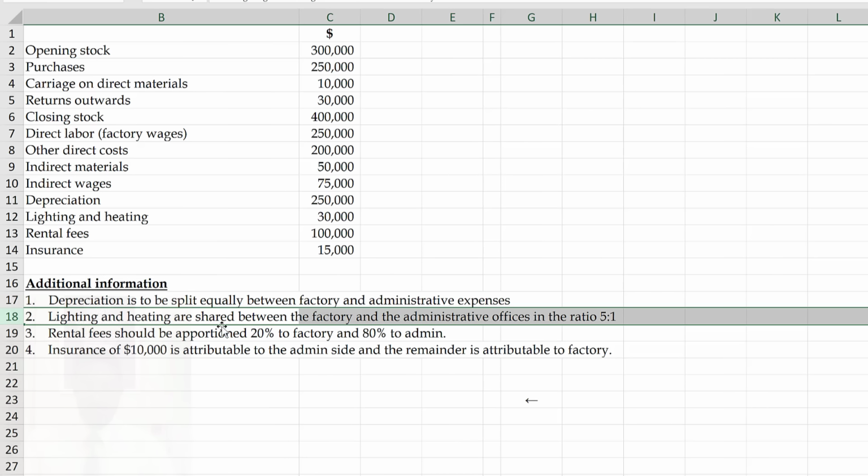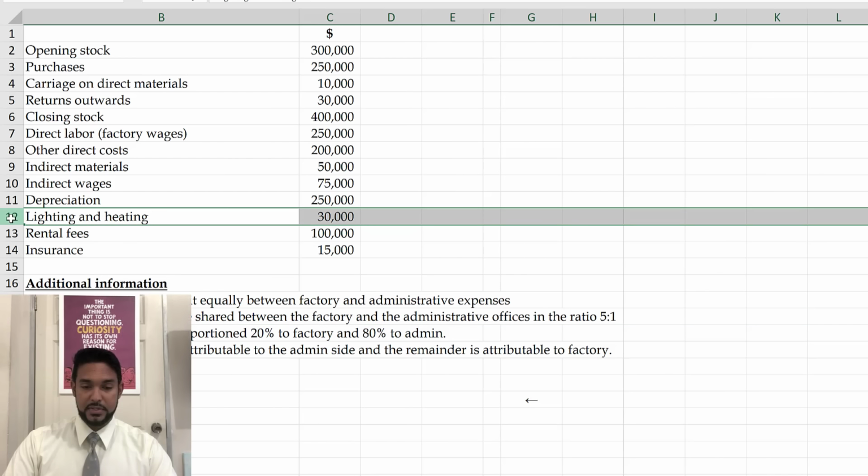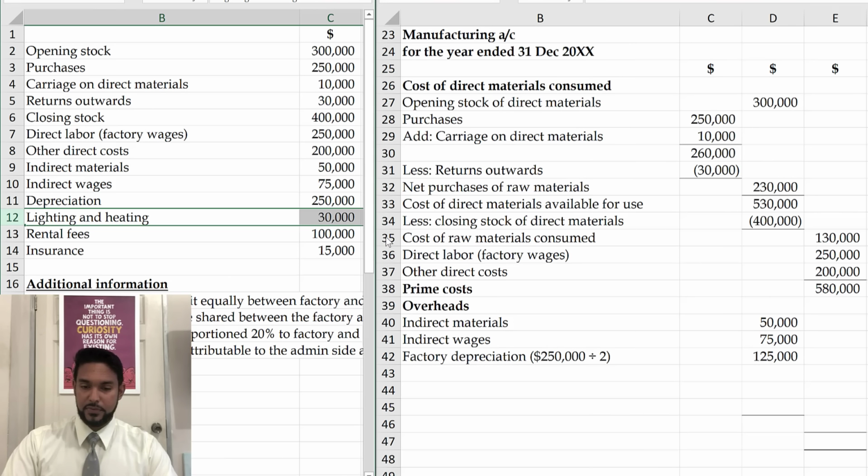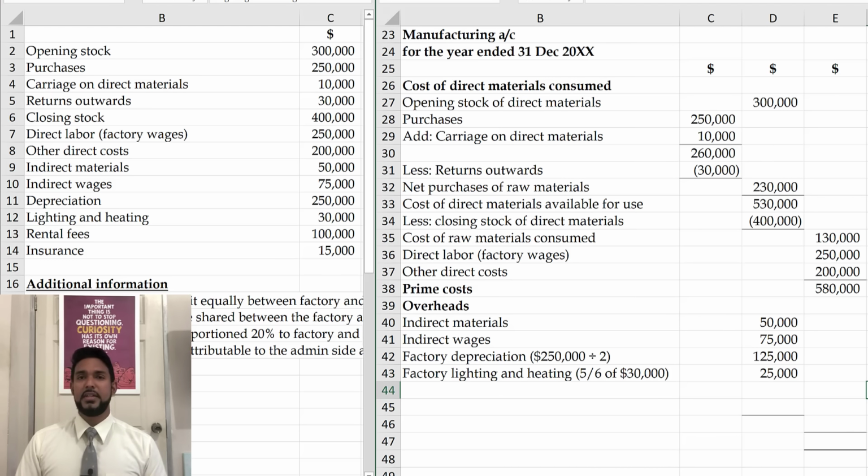Lighting and heating are to be shared between the factory and admin offices in the ratio 5 to 1. So lighting and heating is 30,000. How do we treat with ratios? Well, 5 plus 1 will give us 6, and then you put each number over that total: 5/6, 1/6. So 5/6 of 30,000 is going to give us 25,000. Of course, maybe the factory uses more electricity than the admin side, so it may need to get a greater share of the lighting and heating.